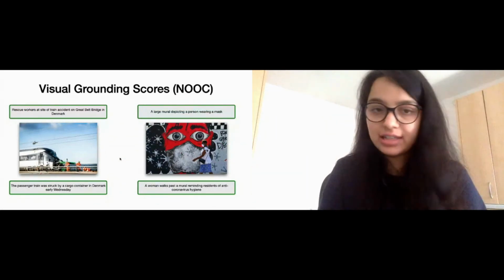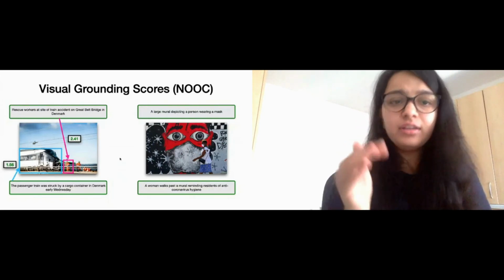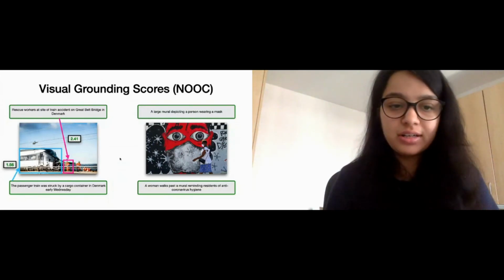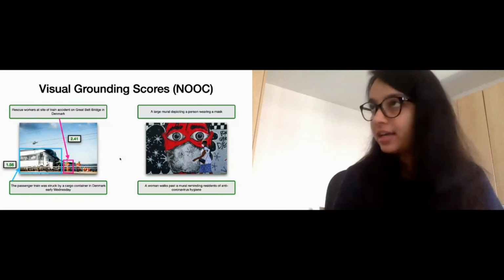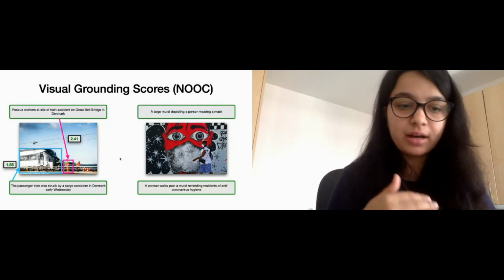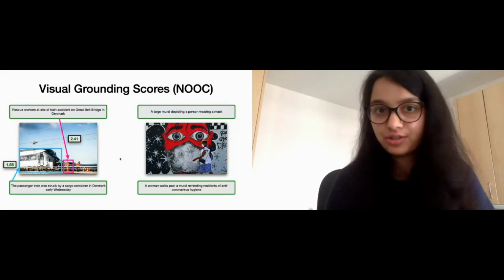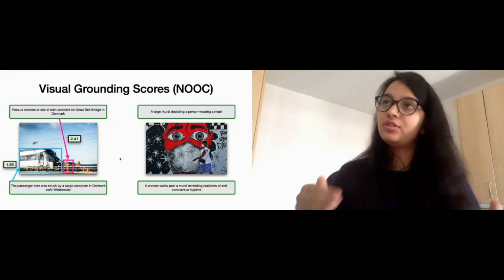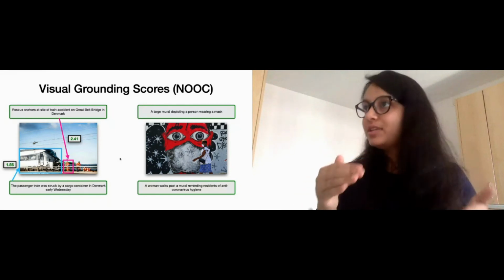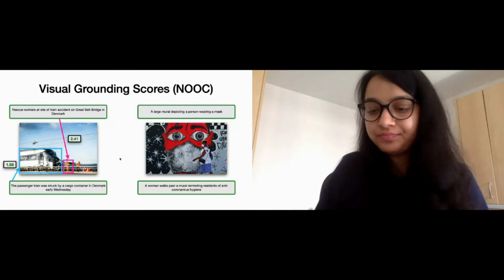In the image on the left, you see a train accident. The top caption was about rescue workers, and it identified and gave a positive score to the worker here. The bottom caption is about the passenger train, and it gave a positive score to the passenger train. You see that both of these captions are not misinformation, but they identify different objects in the image.